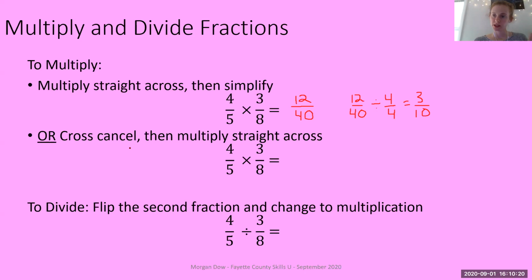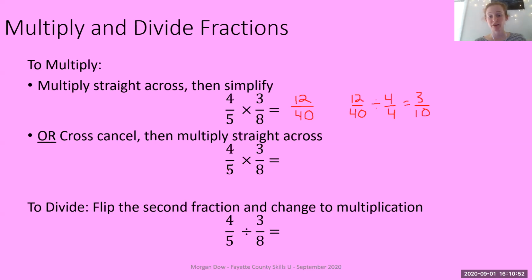Second strategy, second way that you can approach multiplying fractions is basically, instead of doing the simplifying at the end, you can do the simplifying at the beginning. And oftentimes you'll see that called cross-canceling with multiplication. So we can cross-cancel first and then multiply straight across. With cross-canceling, what we're doing is we are checking the diagonals of our multiplication problem to see if we can simplify.